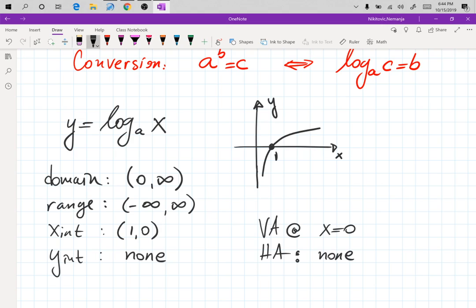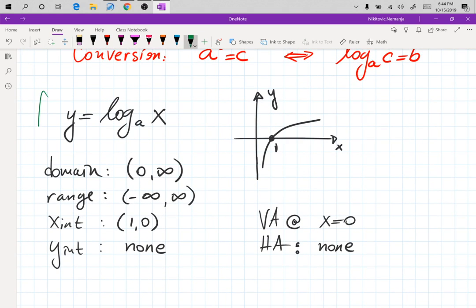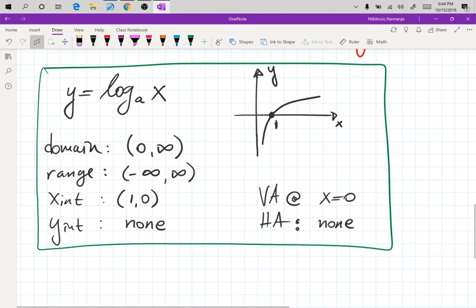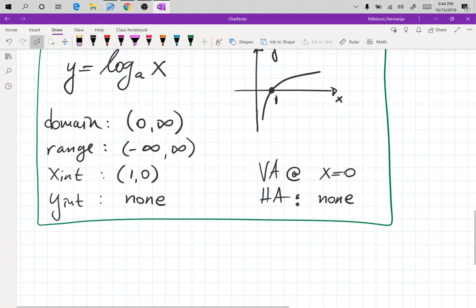There are other features that we are going to talk about in chapter 4, but right now we are basically repeating what you should know from your pre-calculus course with a chapter on exponential and logarithmic functions. So these are the basic specs of a log function. Let's put this in the green box. There we go.